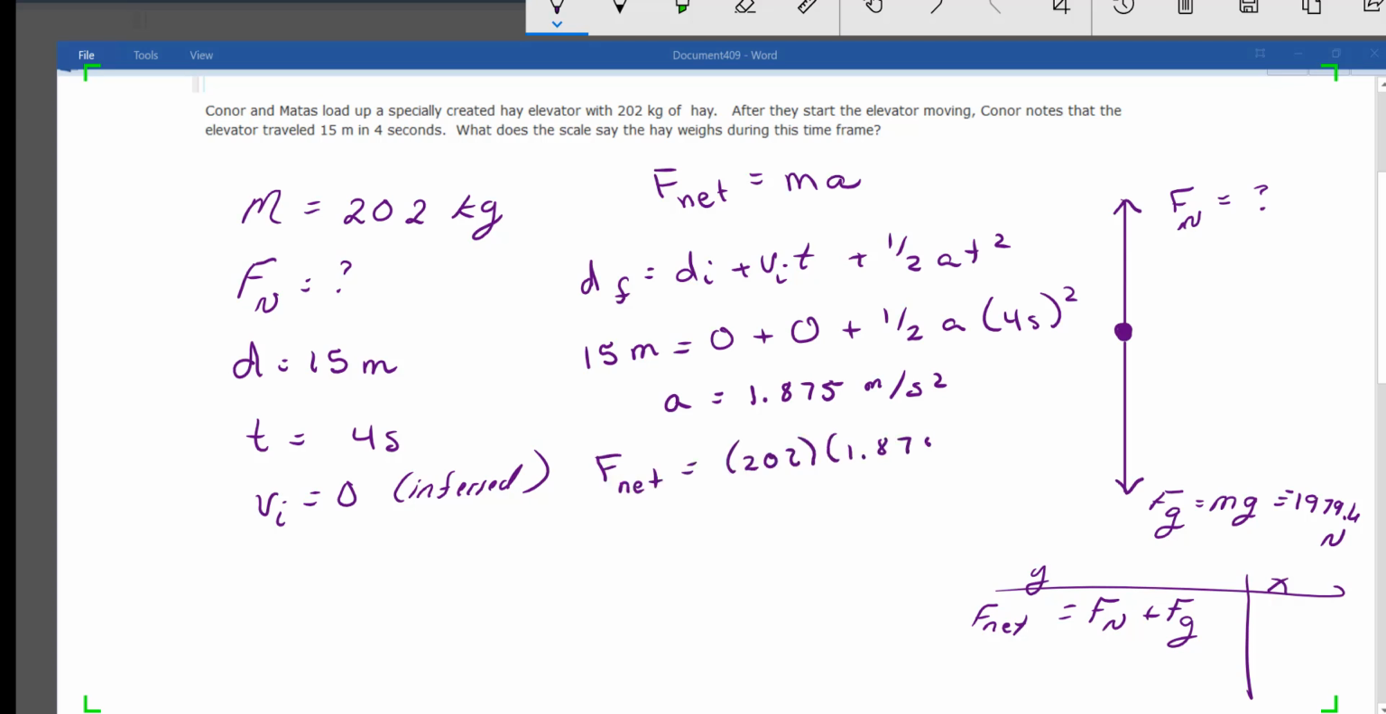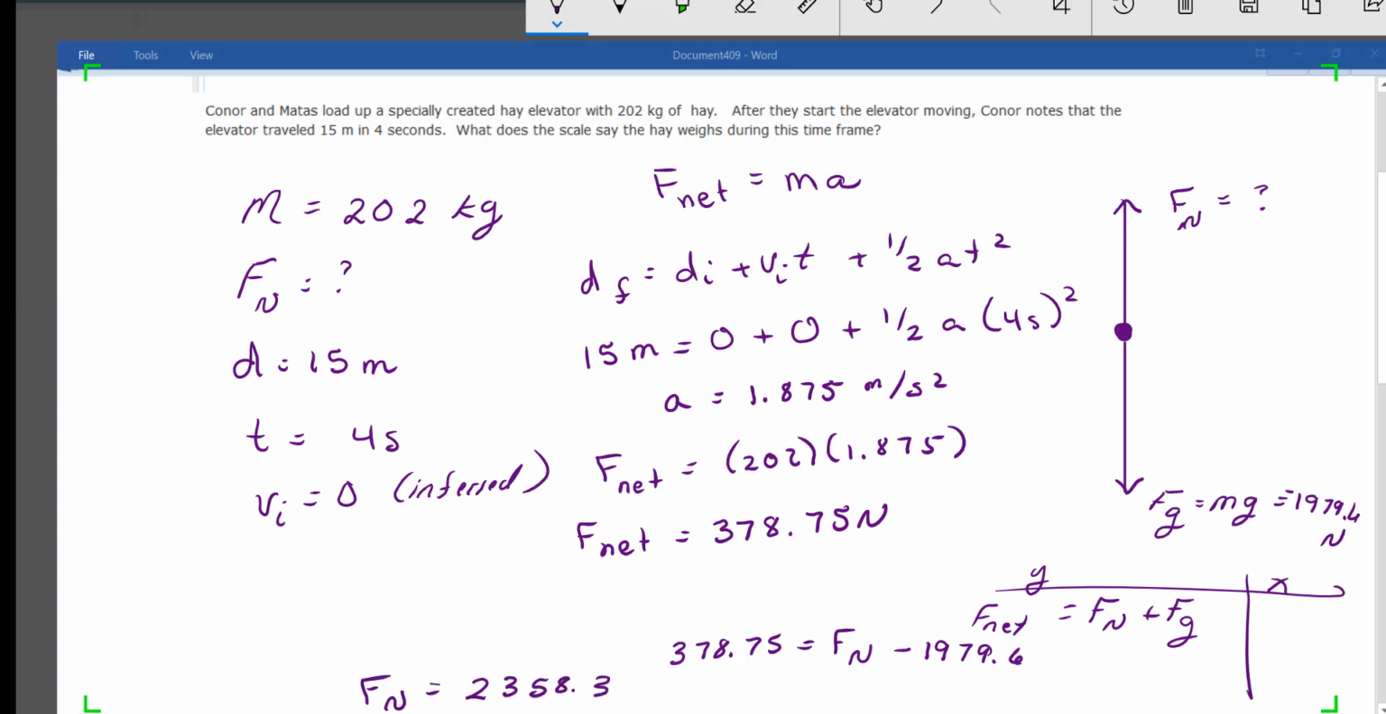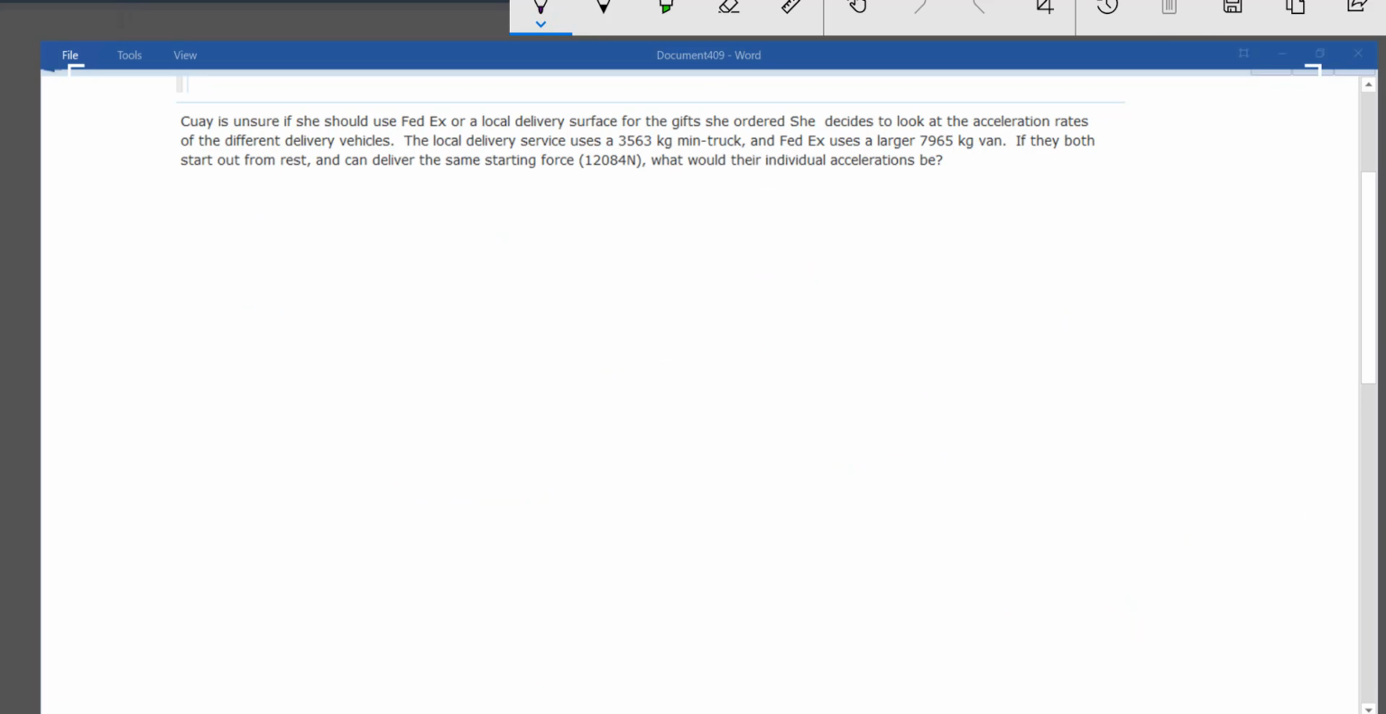So now I can take that and plug it into Fnet equals ma. So Fnet is equal to the mass, 202 kilograms, times 1.875 meters per second squared. And I get Fnet is equal to 378.75 newtons. So I take the value for Fnet and plug it into my y equation. So Fnet, 378.75, is equal to Fn minus the force of gravity, which is 1979.6. The normal force is 2358.35 newtons. Problem solved.